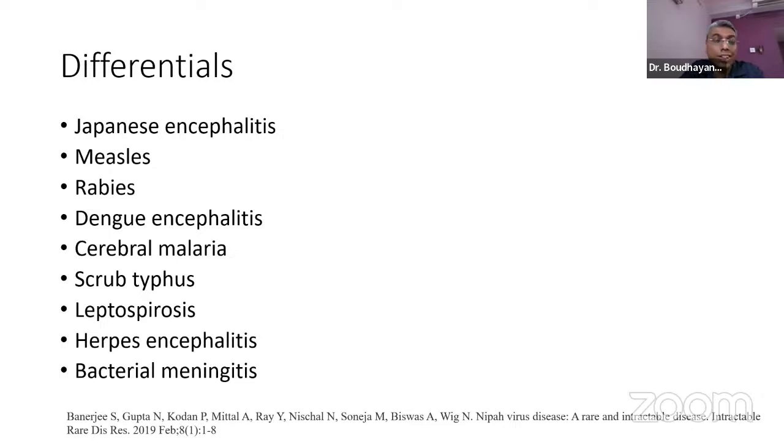So it is not always that Nipah will be suspected from the very forefront, because these are more common than Nipah. So you should keep this differential in the back of your mind, so that you do not miss these common problems like dengue, malaria. These are very common. Scrub is a very common cause of encephalitis in India. So you should keep these differentials in mind.